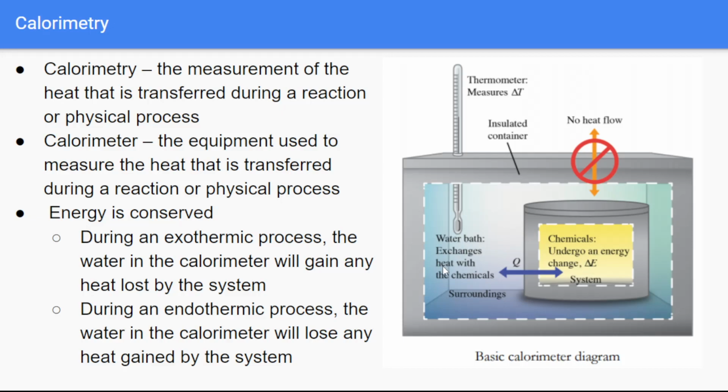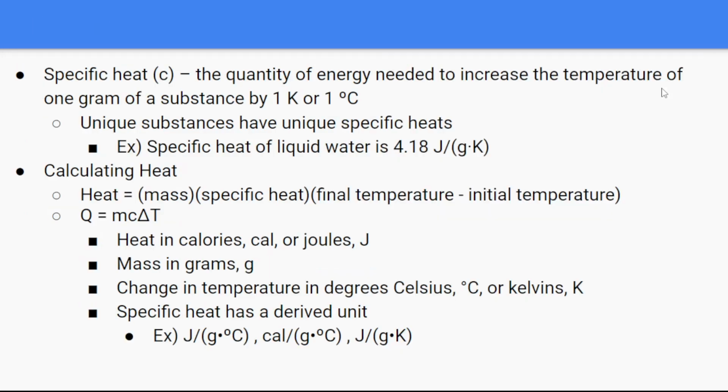So when the food burns, that's an exothermic reaction. Heat leaves that system, or leaves that chemical, and is transferred to the water. The water absorbs it, so that's endothermic. So the food burns, that's exothermic, and it releases heat. The water absorbs it, that's endothermic. The water changes temperature, and we measure that temperature to determine how much heat was released in that chemical reaction.